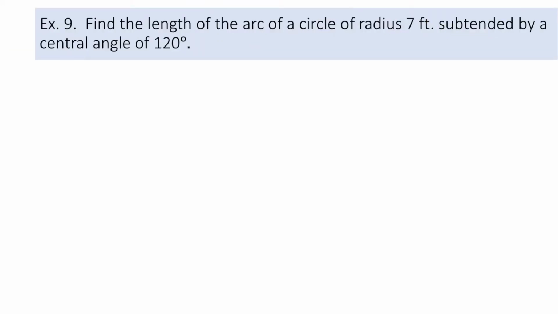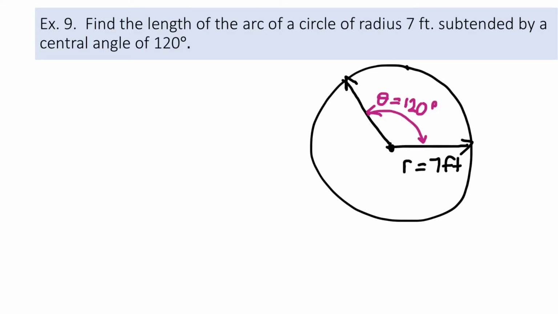So this problem says find the length of the arc of a circle of radius 7 feet subtended by a central angle of 120 degrees. So let's draw a picture. So here's our picture. We've got a circle with a radius of 7 feet, and we've got a central angle, here's our center, of 120 degrees.